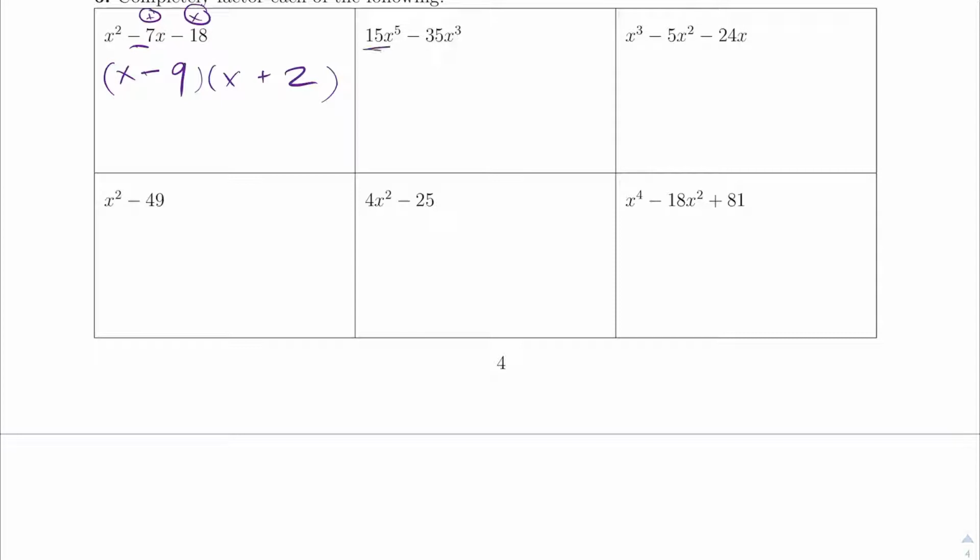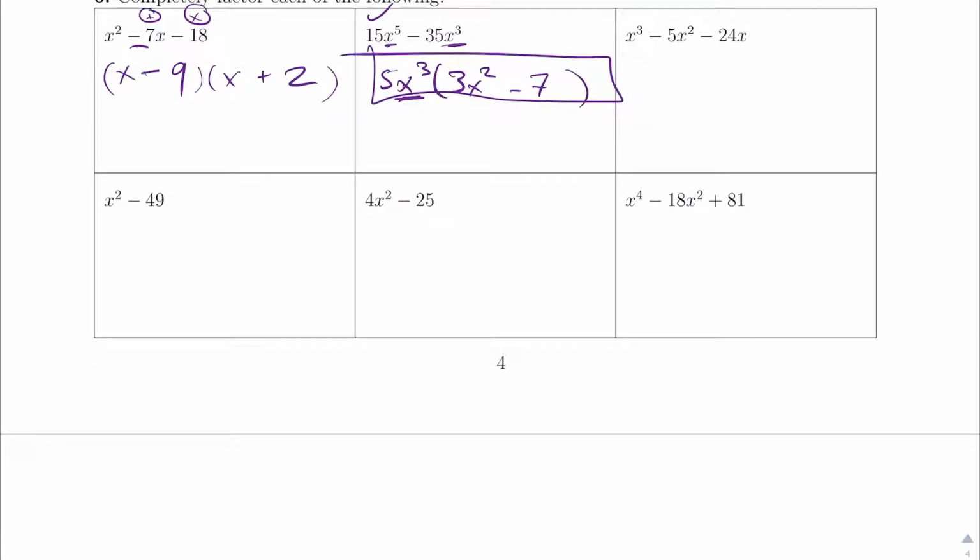For the next one, looking at these, they do share a common factor. They share 5. And they also share 3 x's in common, so we'll factor that out. 5 times 3 would give us the 15. If we factor out 3 x's, that leaves us with 2 x's. 5 times 7 gives us 35. If we factor out the 3 x's, that leaves us with no x's, so we're done.